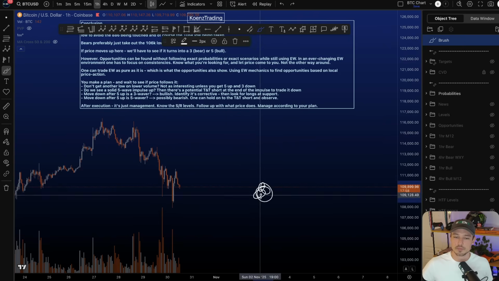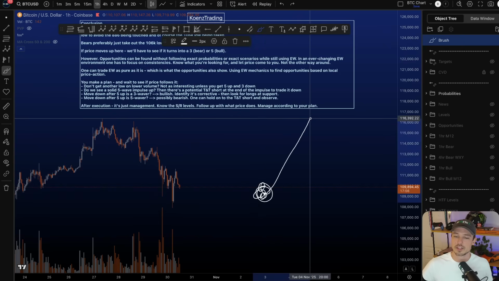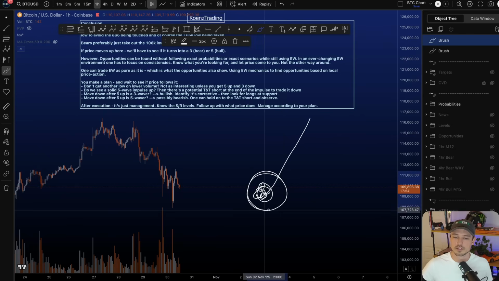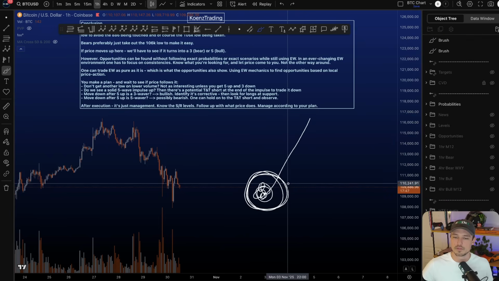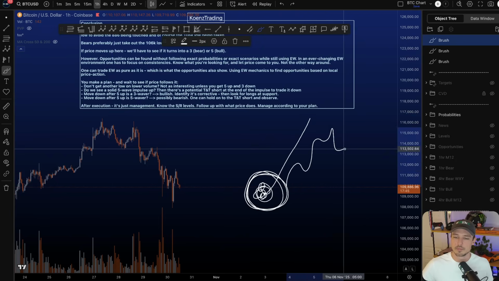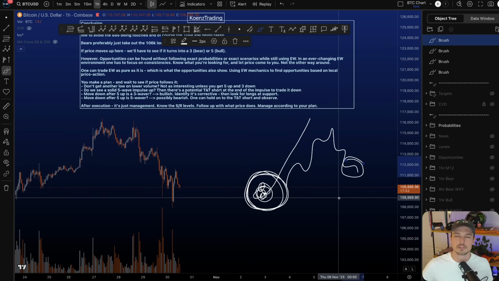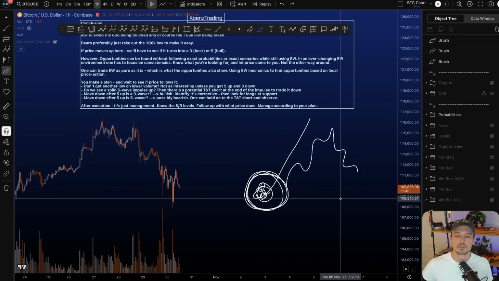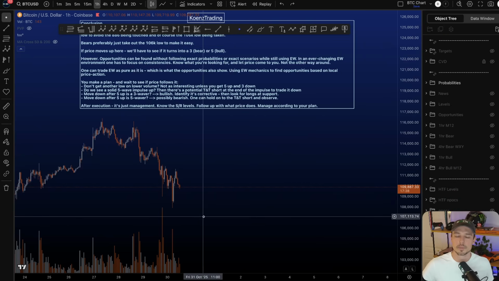Now, if that happens to be the low and price just reverses, that's fine because you reduce your risk by not trading here, which is just solid planning and risk management. You wait for the 5 wave up, which is the move you miss, but then you're going to join along during the corrective move down. That's the higher probability opportunity.